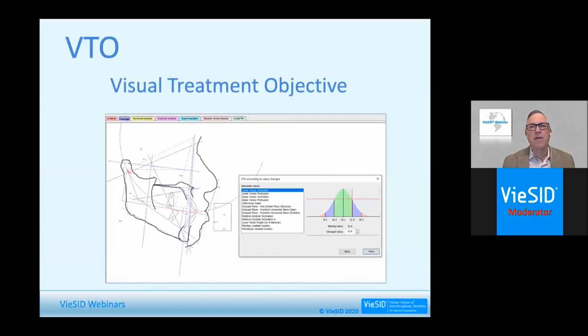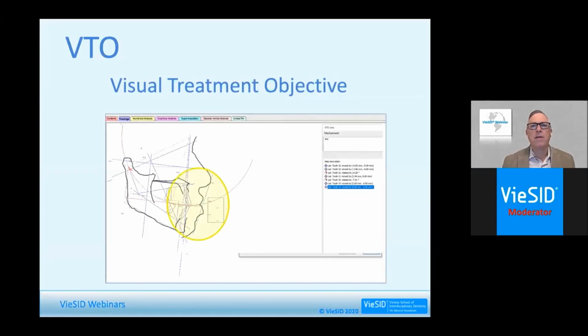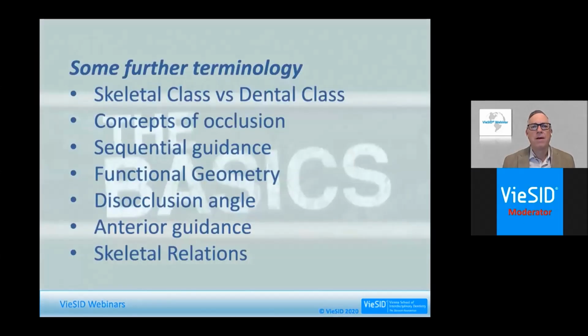The Gamma Dental software allows us to visualize the presenting condition and do a virtual VTO, which is a visual treatment objective. These can be applied to a variety of presenting factors to calculate the changes that are needed to improve the patient's physiology and function. Our next categories include skeletal class versus dental class, the concepts of occlusion, sequential guidance, functional geometry, the disocclusion angle, anterior guidance, and skeletal relations.